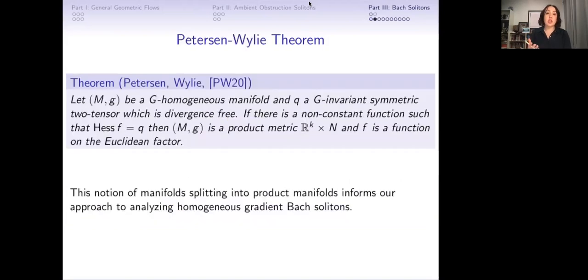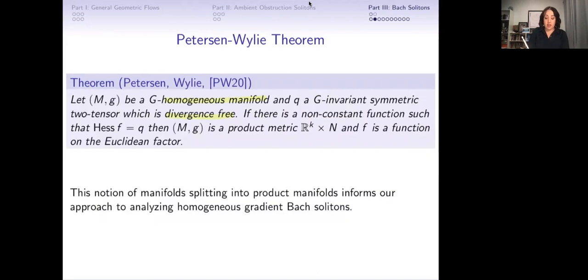Now, I first took inspiration from this theorem of Peterson and Wiley. Will Wiley is, or was, my PhD advisor. And so he and Peter Peterson had this theorem from 2020, which was that if we let our manifold be a homogeneous manifold, and Q is going to be an invariant 2-tensor, which is divergence free.